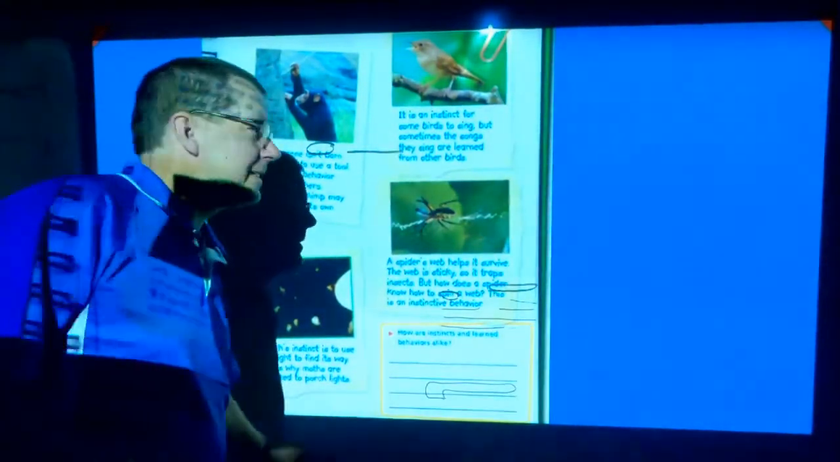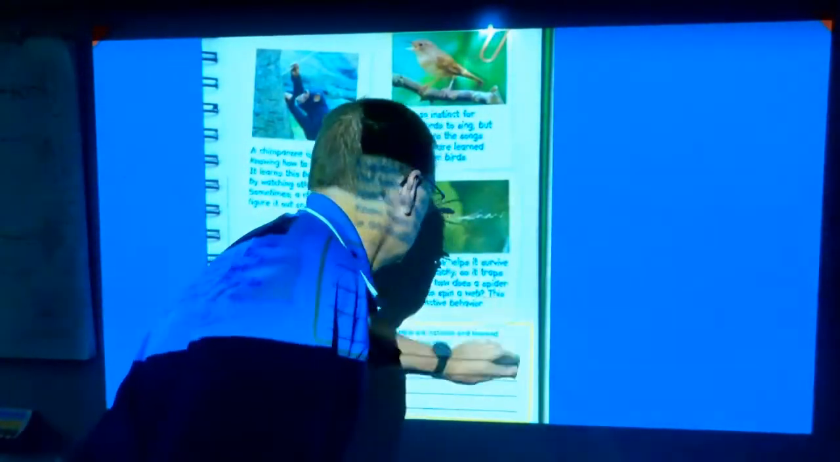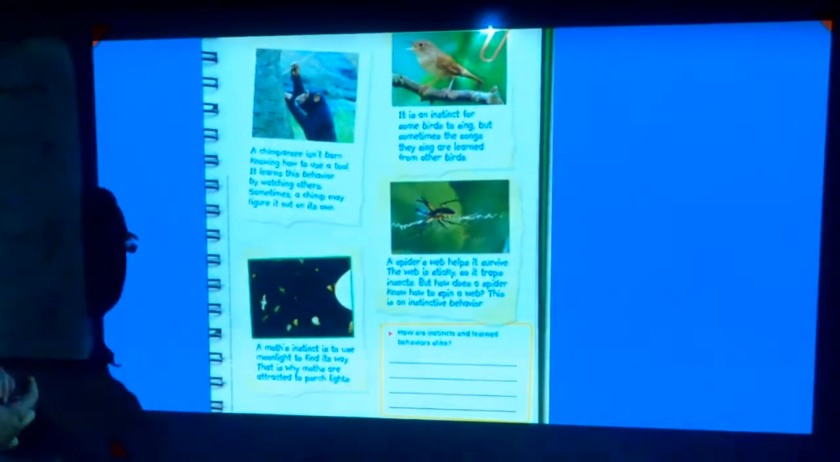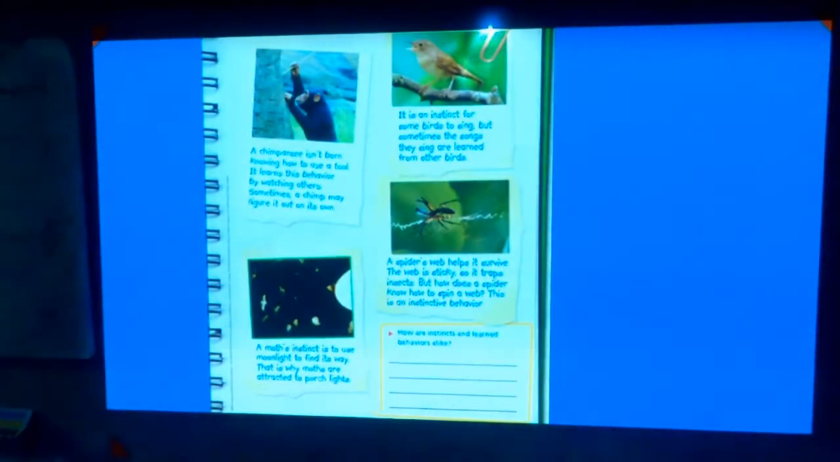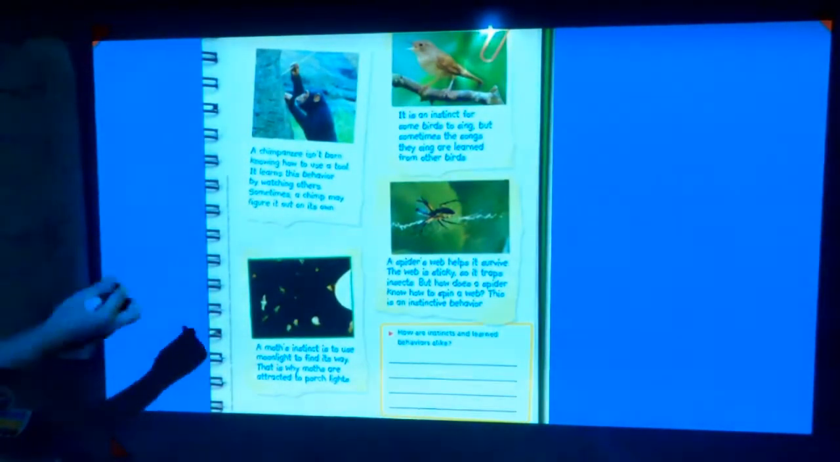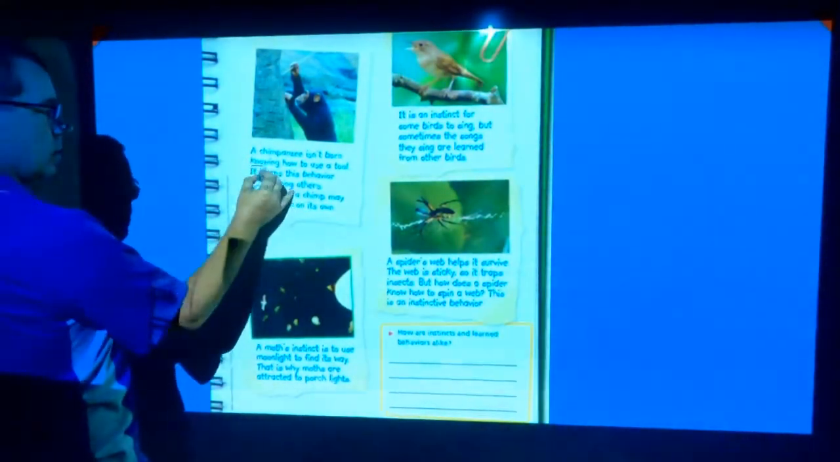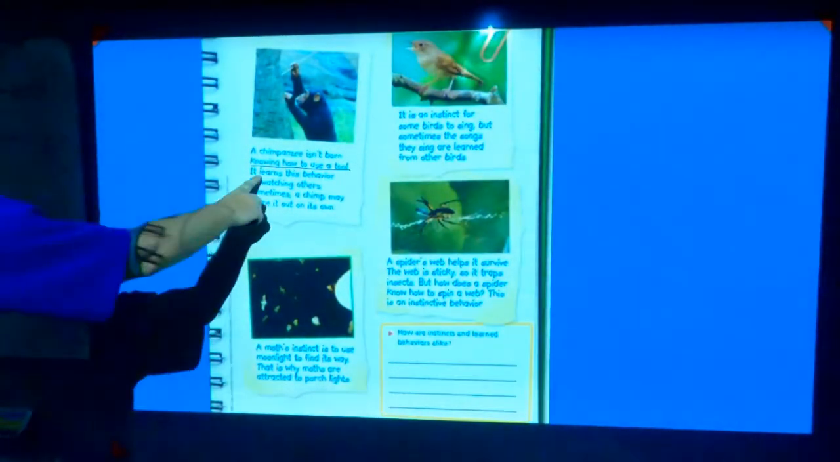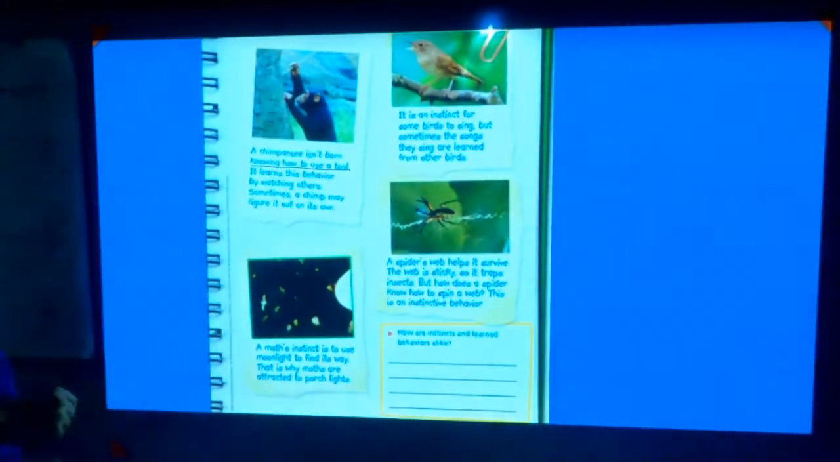Whoop, I forgot to erase. Okay, there we go. Cruising on to our next page. A chimpanzee isn't born knowing how to use a tool. It is a behavior that it learns by watching others. Sometimes a chimp may figure it out on its own. So the learned behavior was knowing how to use a tool. An instinct is something you're born with. So it learned how to use the stick to get ants to eat out of the tree, or other objects.